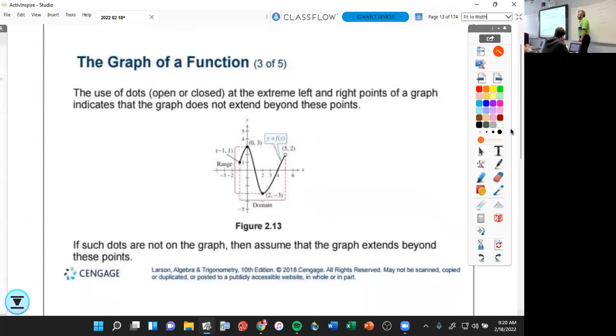Remember, open and closed dots are different, right? A closed dot indicates that the point is included. An open dot means the point is not included. So let's look at this graph right here. Notice this graph is a nice smooth curve. It does not have arrows on the end, which indicates it does not go on forever. On the left side, it terminates at exactly the point -1, 1. Correct? Closed dot. Okay. What about on the right side? Where does it end?